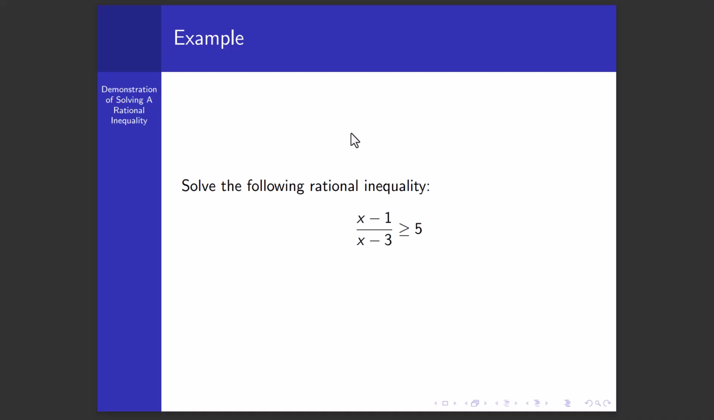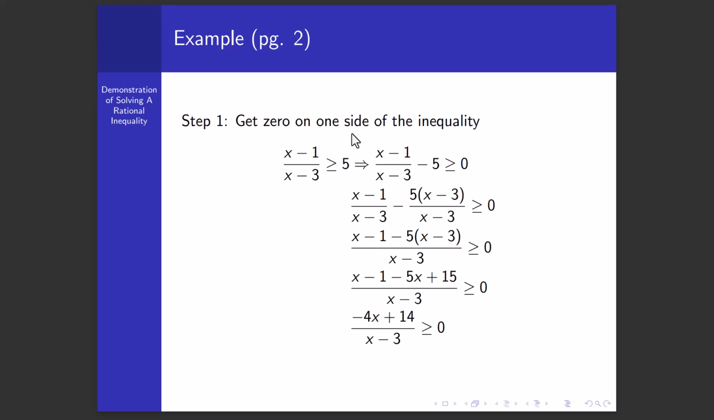So for example, let's say that we are to solve the following rational inequality. X minus 1 divided by x minus 3 greater than or equal to 5. So our first step is to get 0 on one side of the inequality, and then we'll combine terms so that we have one rational expression. Then we'll say that it's greater than or equal to 0.